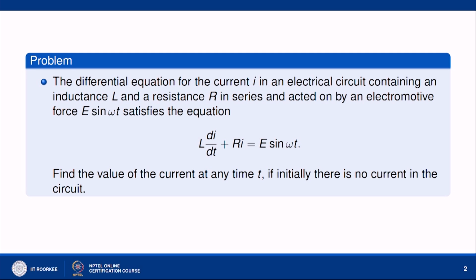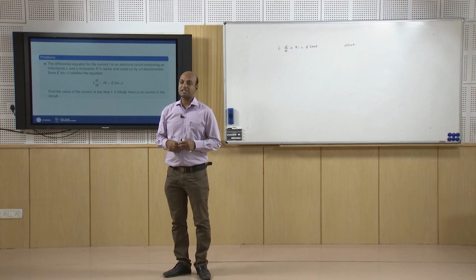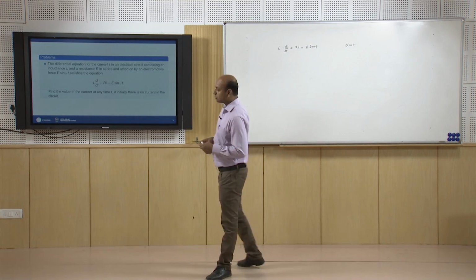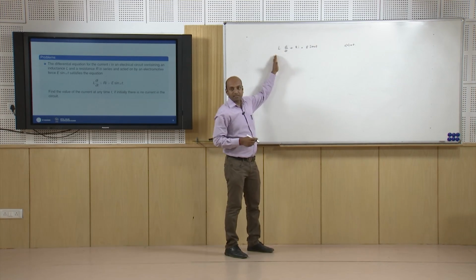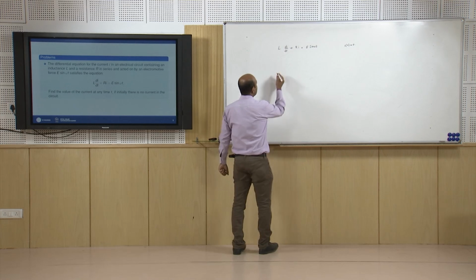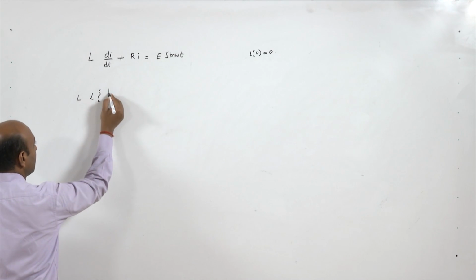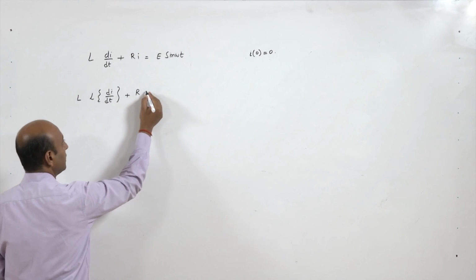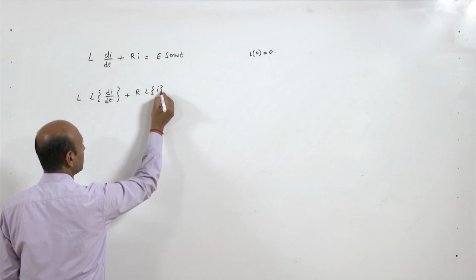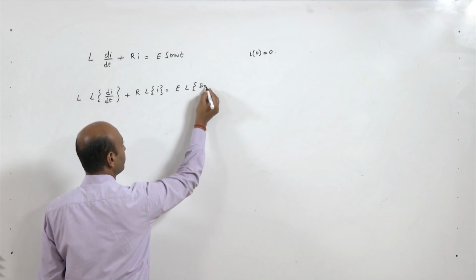So, how to solve? We can solve this problem using our differential equation techniques, but we can solve the same problem using Laplace transforms also. How can we solve this using Laplace transform? Let us see. First, take the Laplace transform on both sides. L is the inductance, so L into the Laplace transform of dI/dt, plus R, which is constant, times the Laplace transform of I, equals E, which is constant, times the Laplace transform of sin omega t.